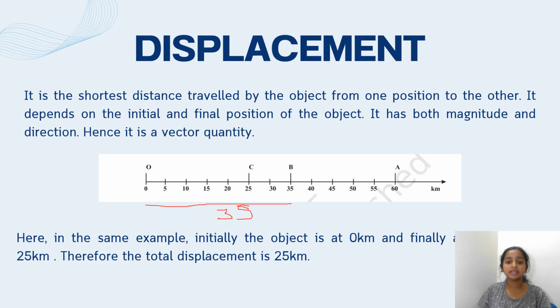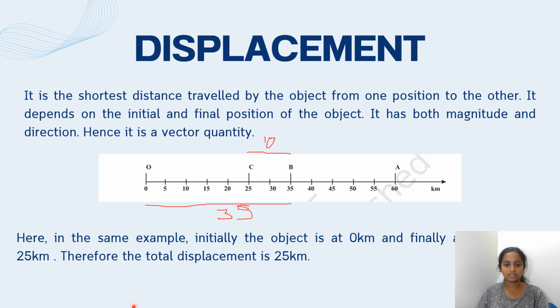Then from here it is moving back towards C. That is, it traveled 10 kilometer. So we know that the distance is 35 plus 10, that is 45.